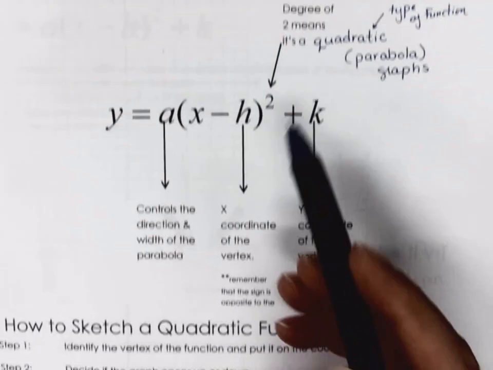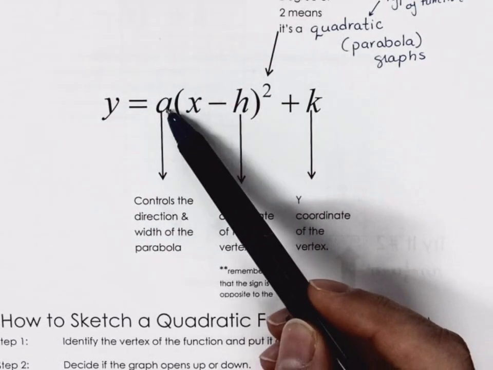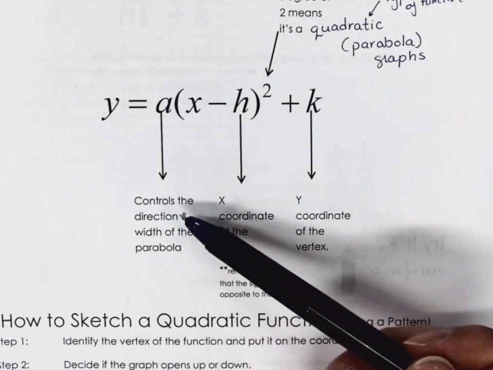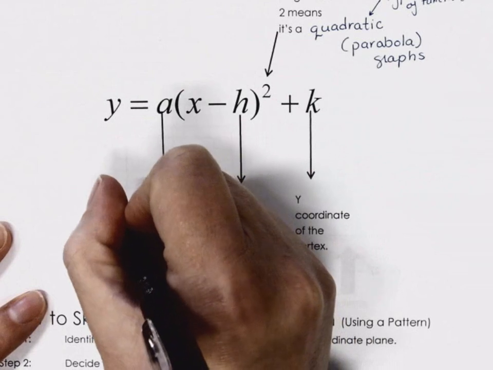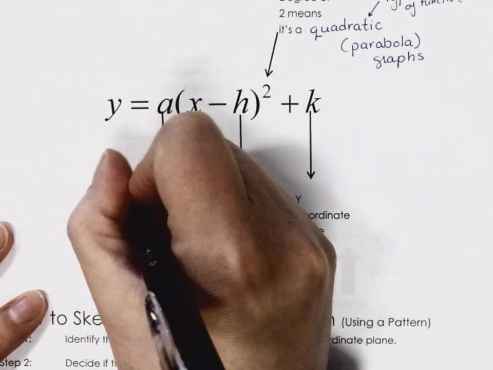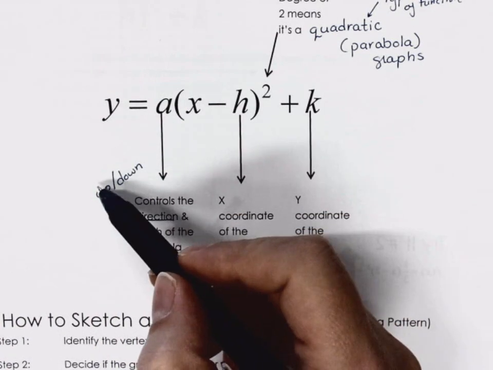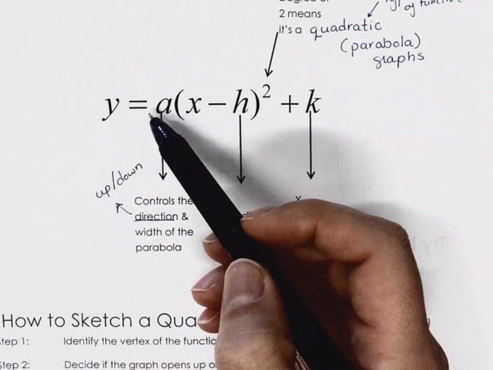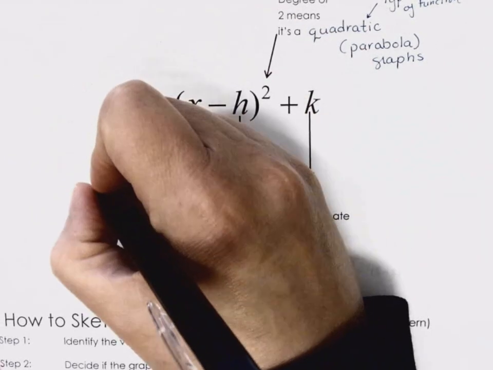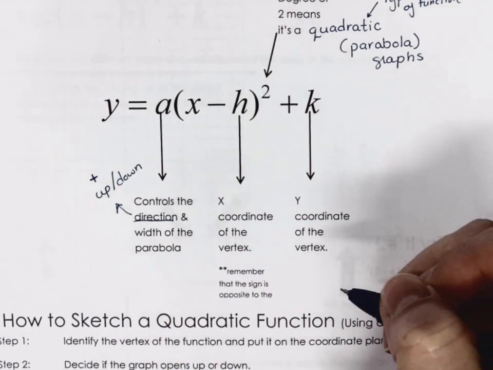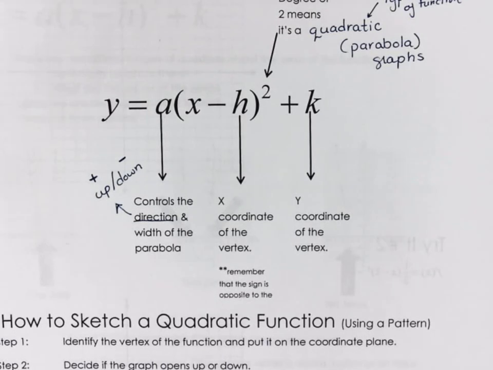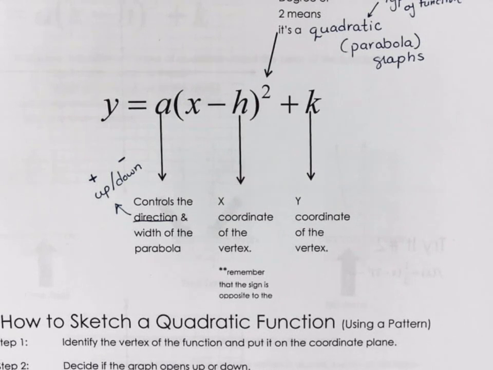So the variable up in front we call a. So a is just a number, that's a coefficient. The coefficient controls the direction, and when I say direction, I'm talking about up or down. So if it's opening up, is a positive or negative? We did this yesterday. If it's opening up, it's going to be a positive number, and if it's opening down, it's going to be negative. And again, you guys can write whatever you want on these notes. If you don't like my notations, please feel free to use your own.